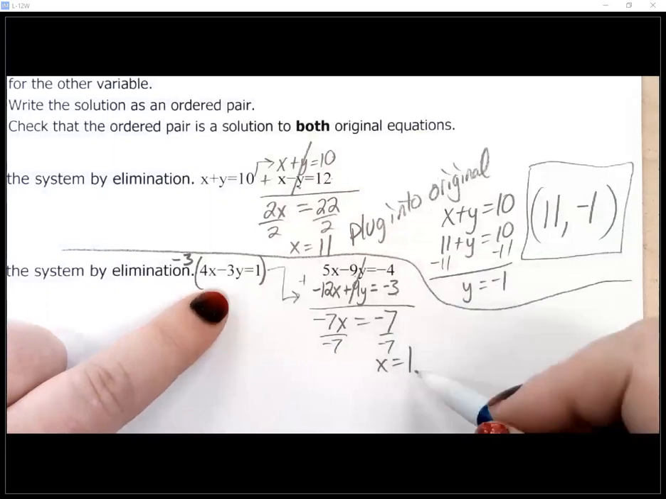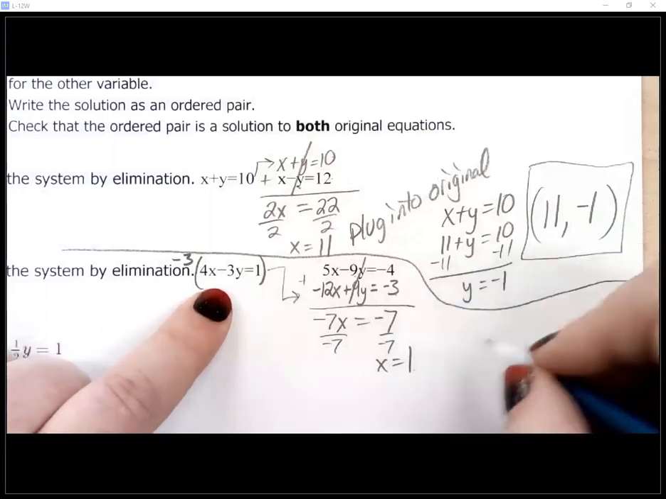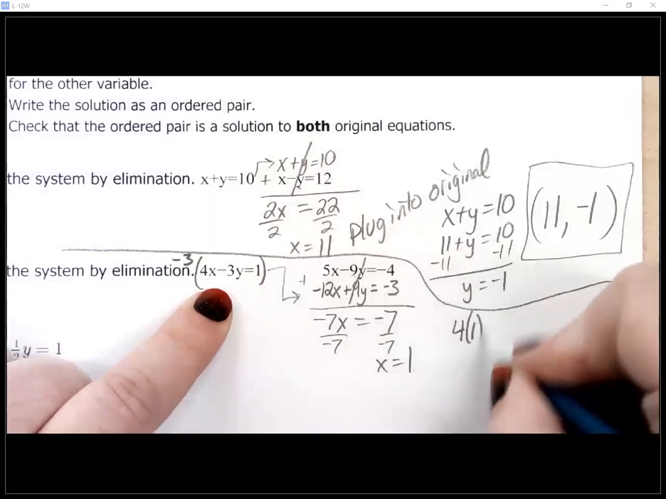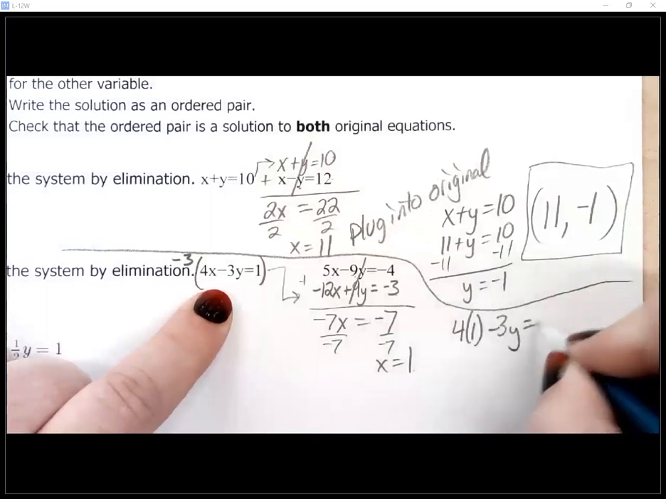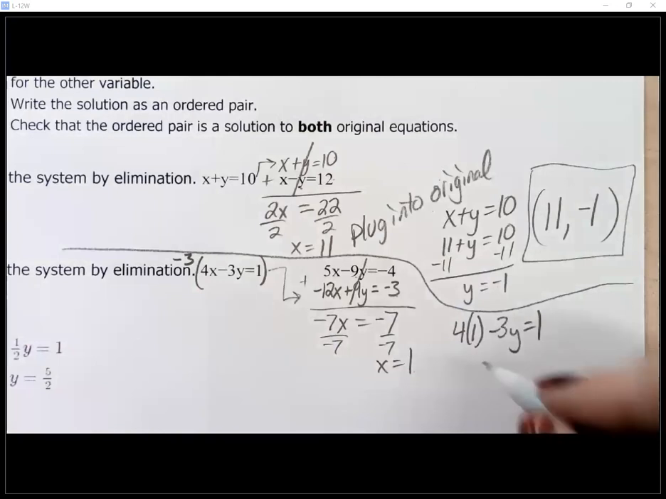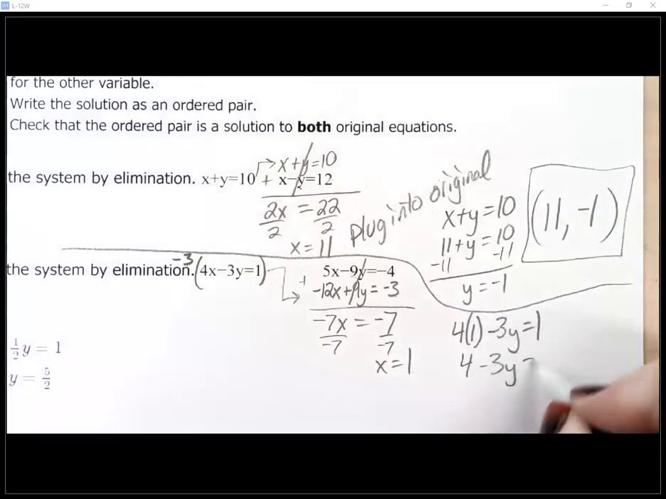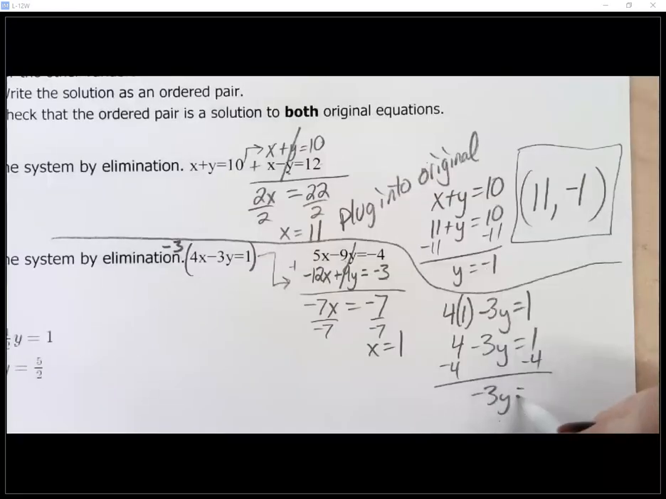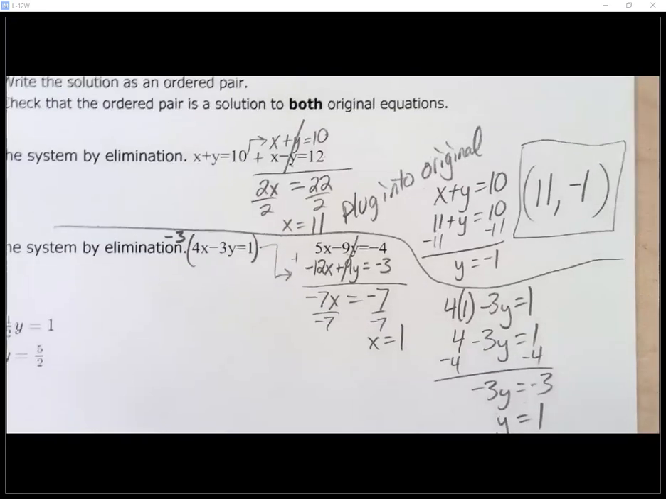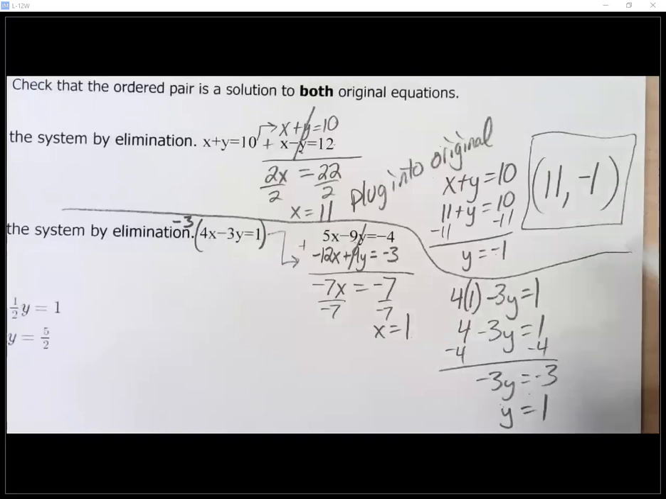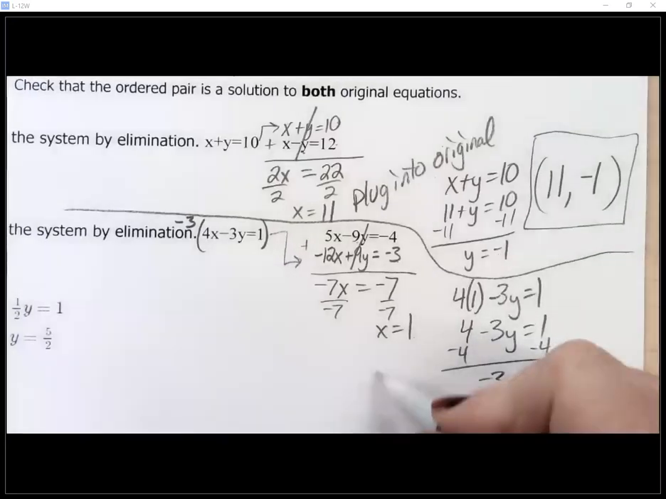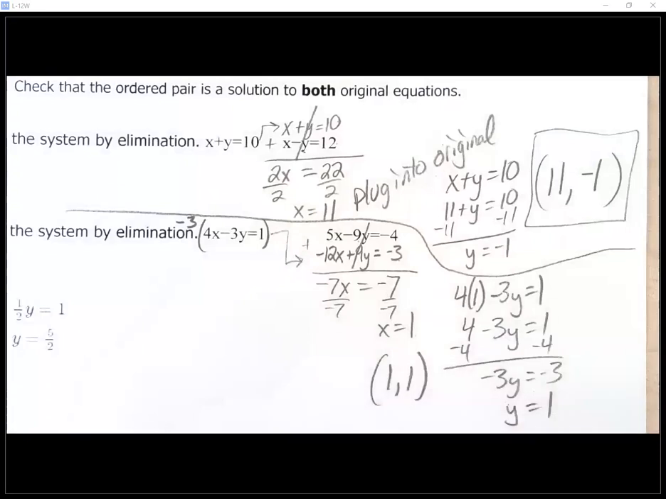I'll just use this 4x minus 3y equals 1. And now I can solve for that one remaining variable. So it looks like y ends up being a positive 1 as well. And my answer on this one, I get 1 comma 1. If I check it real quick, yep, looks good to me.